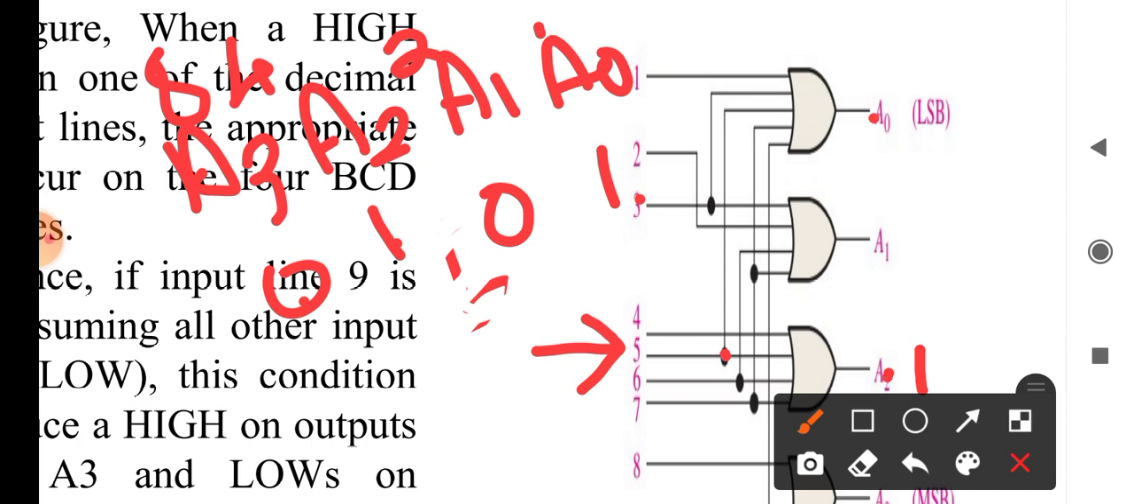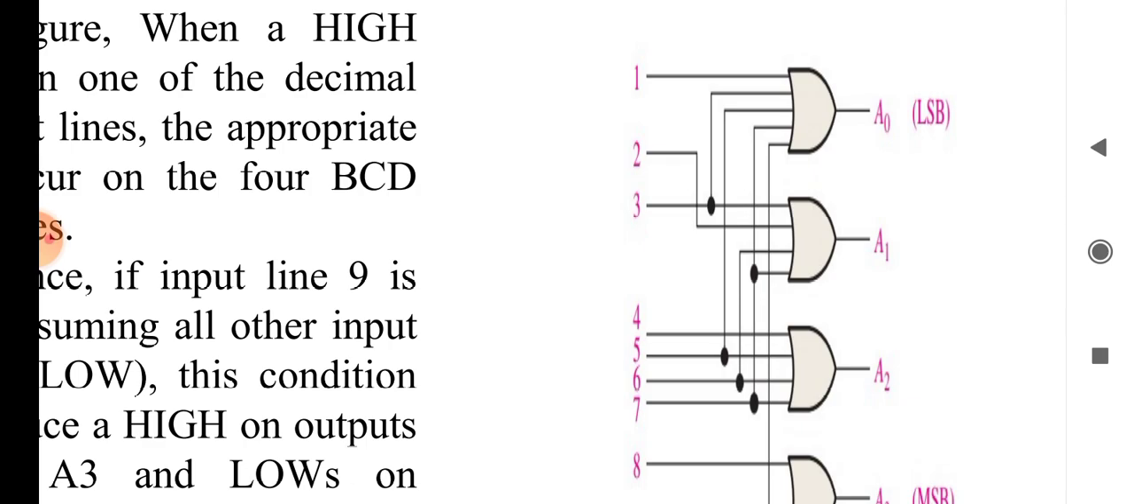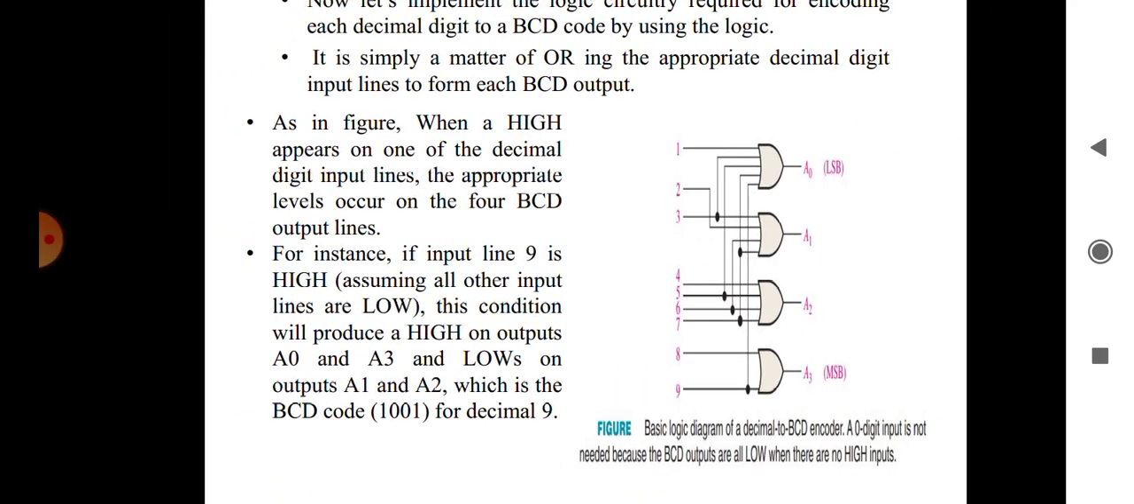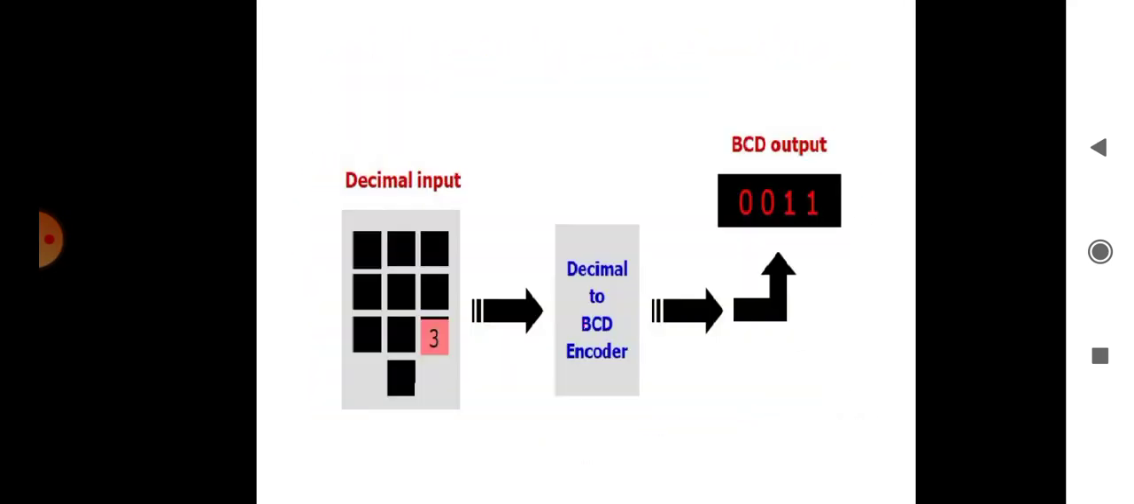It is connected only to A2 and A0. So A2 and A0 will be high and A1 and A3 will be 0. Okay, I hope you understood. So this is how we need to implement the BCD output. So if you type 3 here, you will be getting 0 0 1 1.